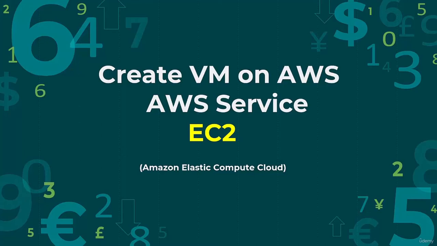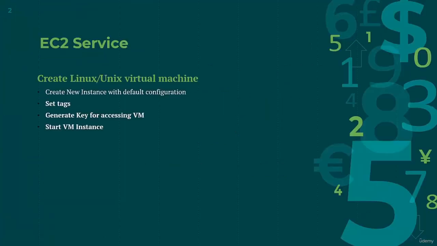As we know, this is a very commonly used service, because in many cases you will find virtual machines. Sometimes you will get virtual machines from the client side, sometimes from your company for different types of testing. So that is a very common service we will work on. I'll show you how we can use this EC2 service. In this session, I'll create a new virtual machine of Unix or Linux. We are going to create a new instance, but as of now, we will not change many configurations. We'll take only the default configuration. We have to set tags, generate a key, and start that VM. So I'll show you all these things step by step.